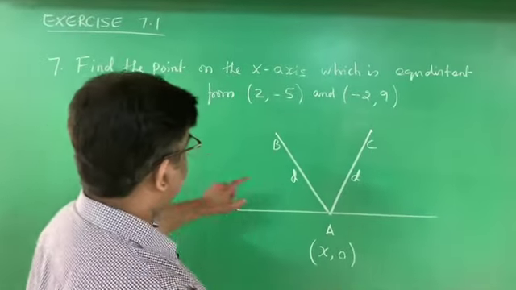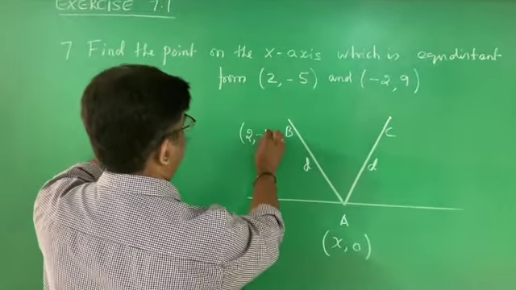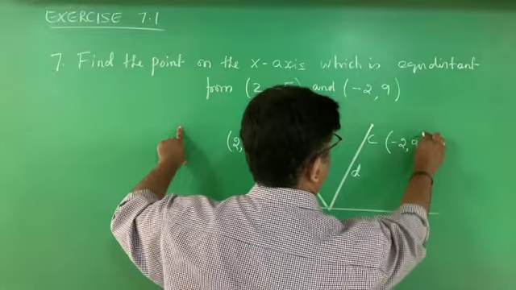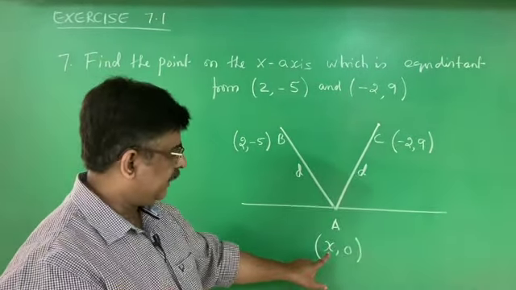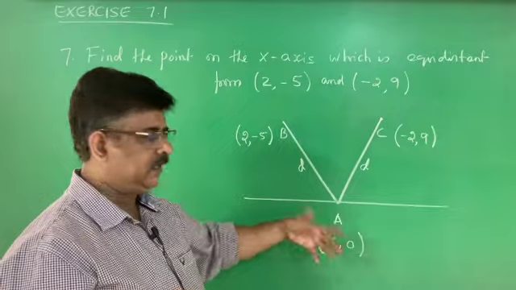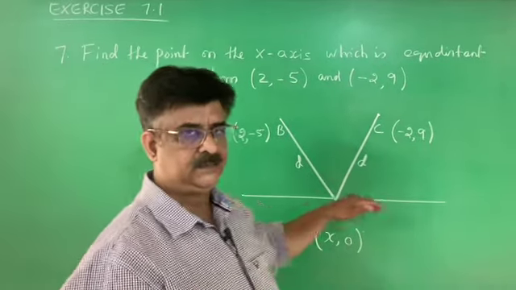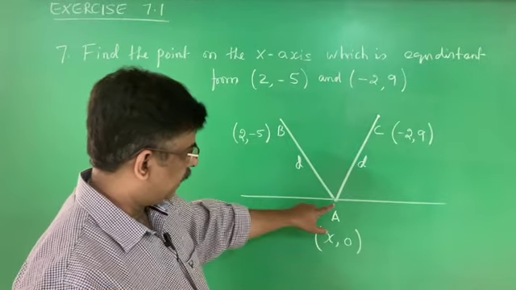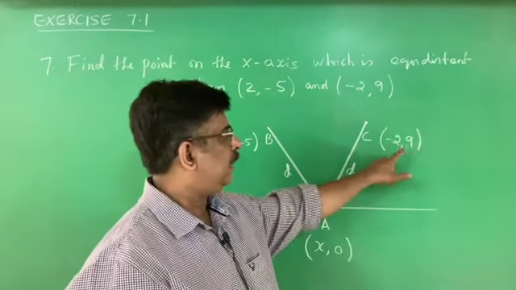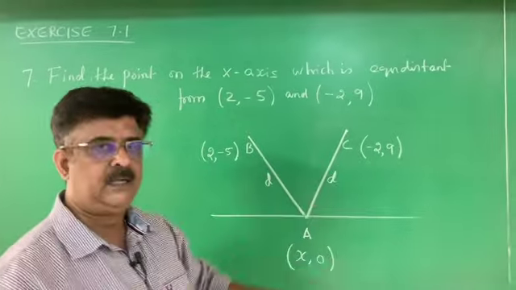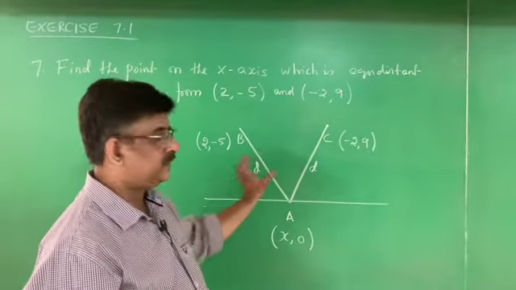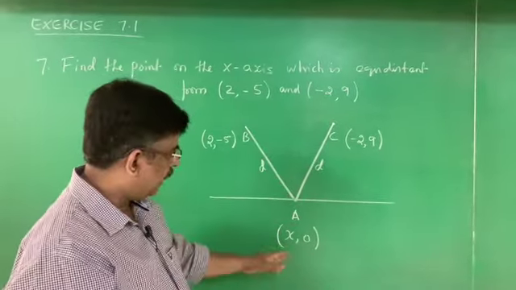And now, the coordinate of B, I take it as 2, -5. It is given. Coordinate of C is -2, -9. Now, I wanted to find the value of x. Once I know the value of x, that is the coordinate of the point called A. What is the speciality of the point A? A is on the x-axis. Question is, find the point on the x-axis which is equidistant from the points 2, -5 and -2, -9. Therefore, these 2 are the points equidistant. My trick is simple. I find this distance, I find this distance, both the distances are equal, I equate them, simplify, I get the value of x.